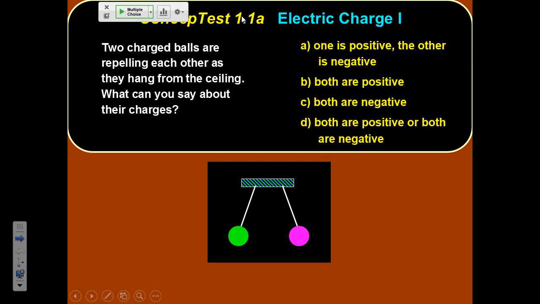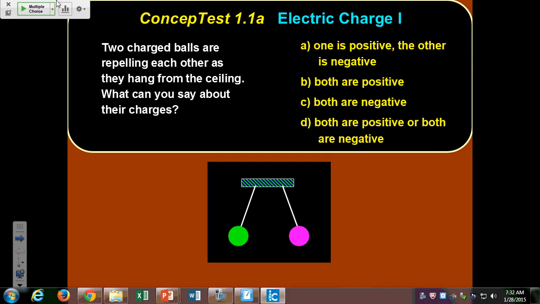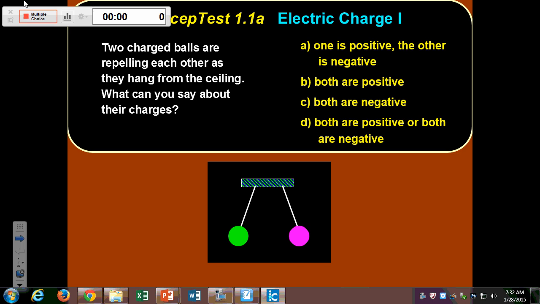All right, let's do some of these clicker questions, just sort of the basic properties of charge. Two charged balls are repelling each other as they hang from the ceiling. What can you say about their charges? One is positive, the other is negative; both are positive; both are negative; or both are positive or both are negative.